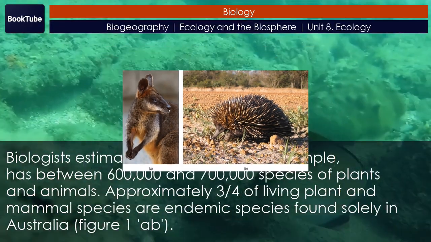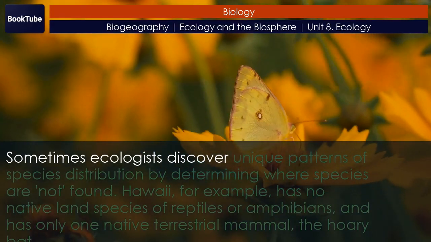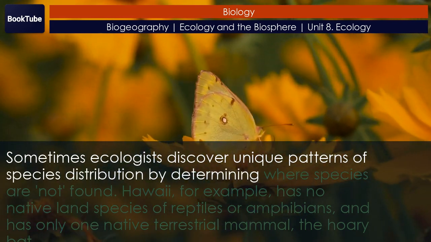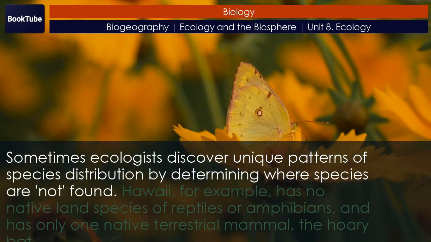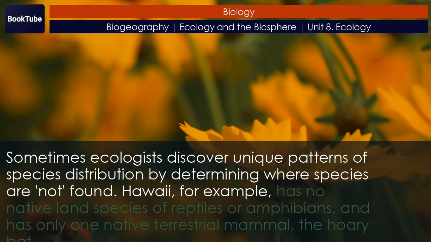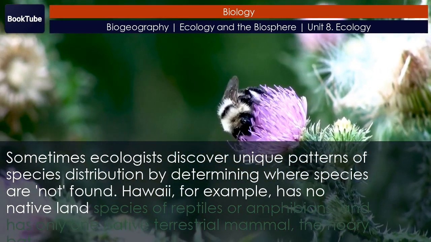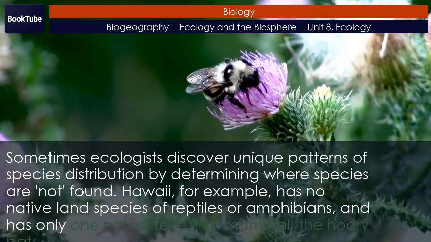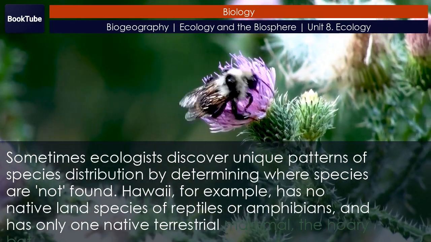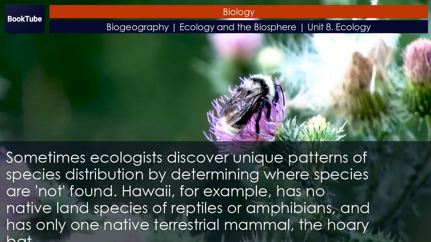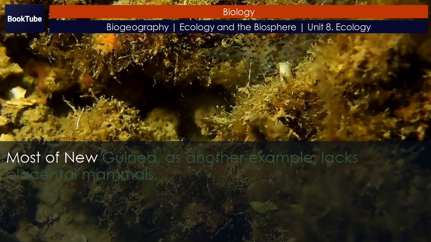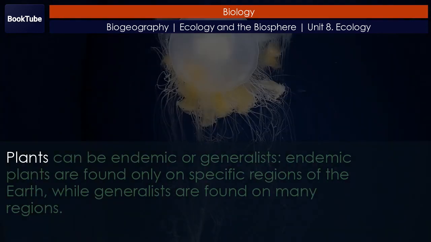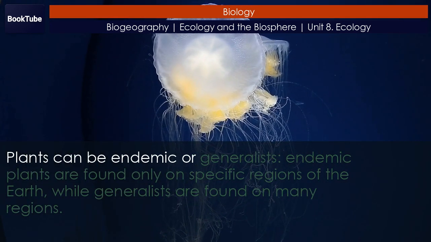Sometimes ecologists discover unique patterns of species distribution by determining where species are not found. Hawaii, for example, has no native land species of reptiles or amphibians, and has only one native terrestrial mammal, the hoary bat. Most of New Guinea, as another example, lacks placental mammals.